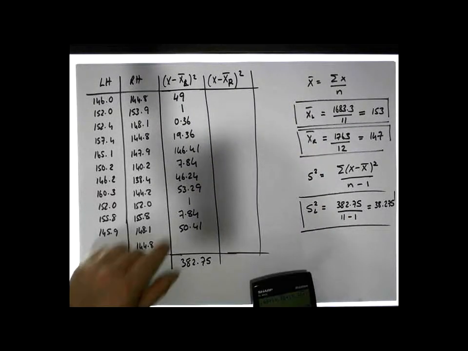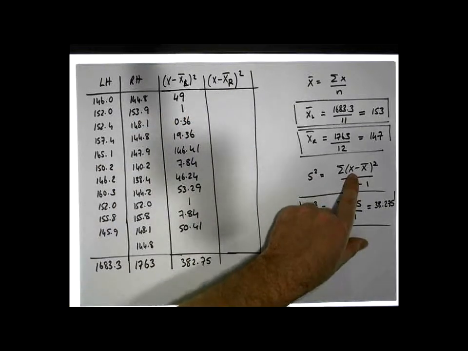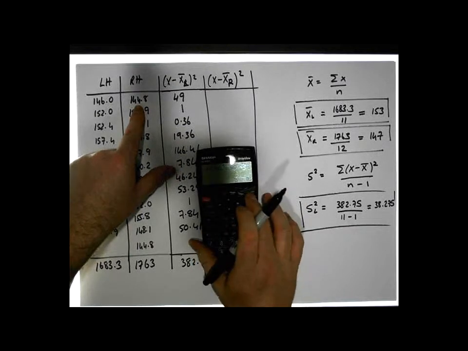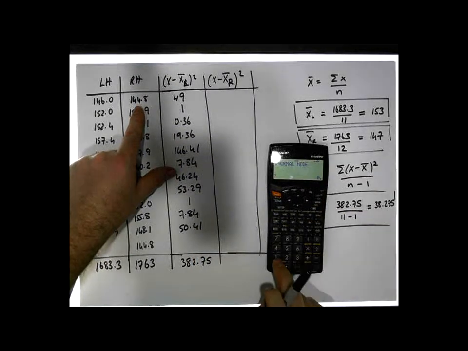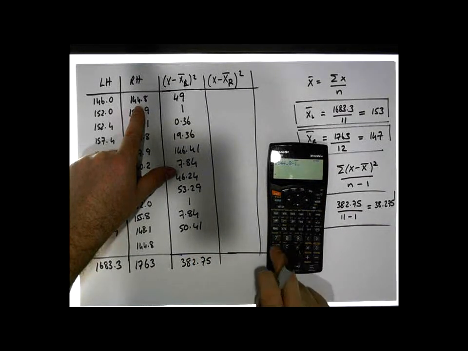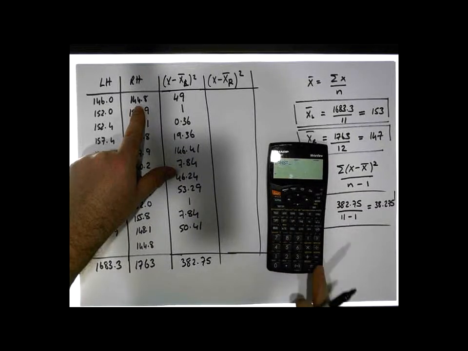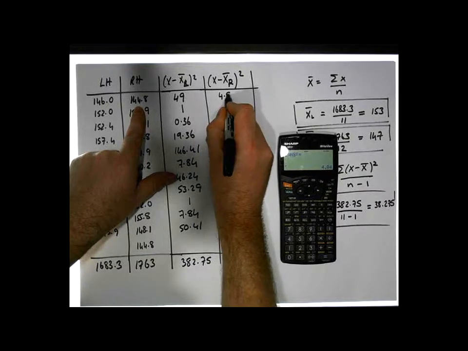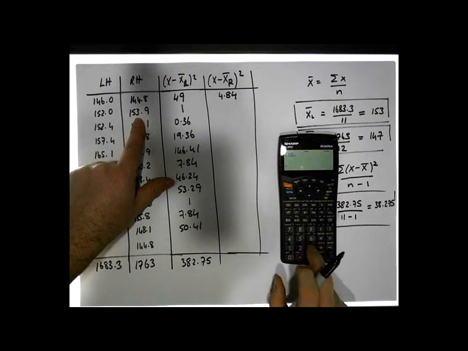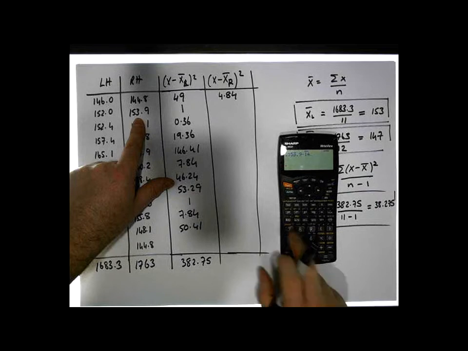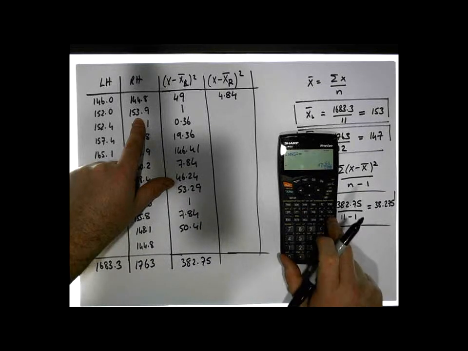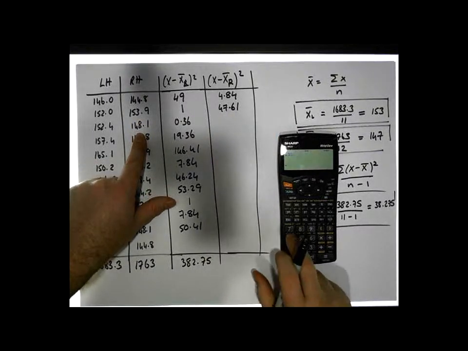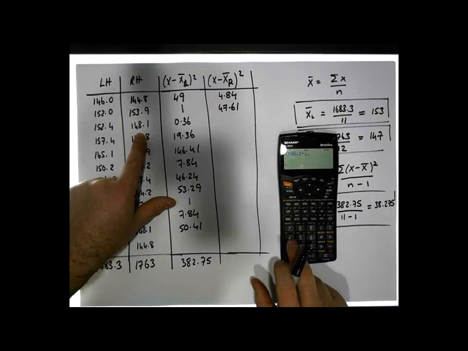To calculate the variance for the right-handers, once again, we need to take the mean away from each one of these. So I'm going to do this. The mean is 147. So we have 144.8 minus 147, and we square that to give us a value of 4.84. Then we have 153.9 minus 147, and we square that. That gives us a value of 47.61.